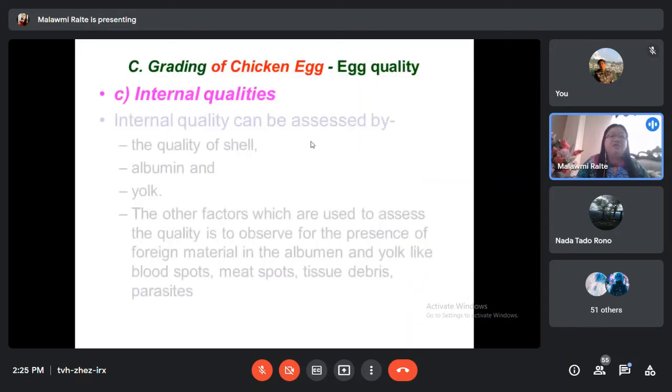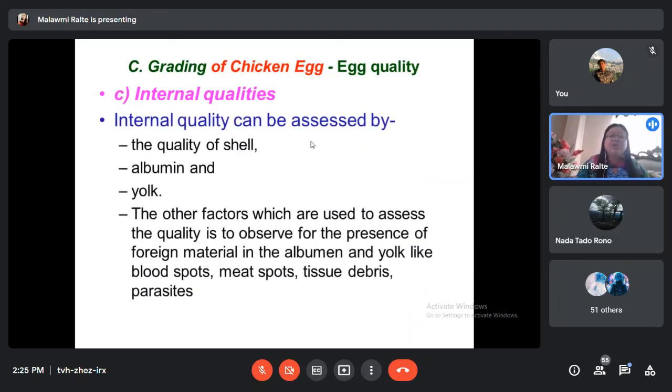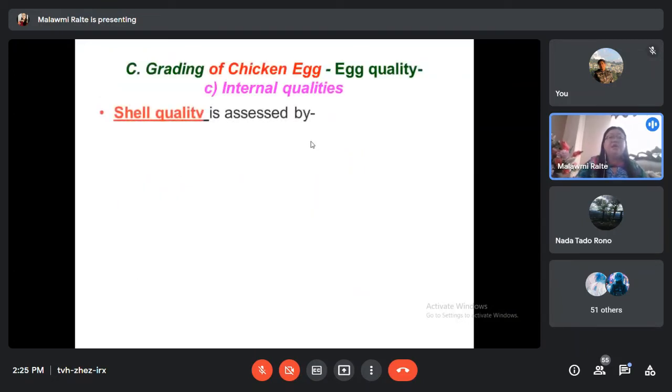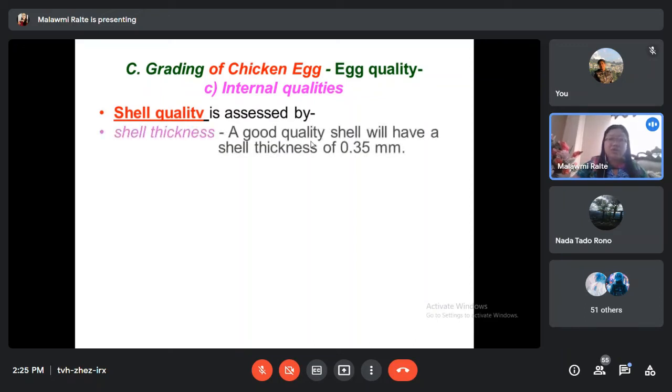Then internal qualities can be assessed by the quality of the shell, the albumin, and the yolk. Other factors used to assess the quality are to observe the presence of foreign materials in the albumin and the yolk, like blood spots, meat spots, tissue debris, parasites, etc. And for internal quality, we can check the shell quality.